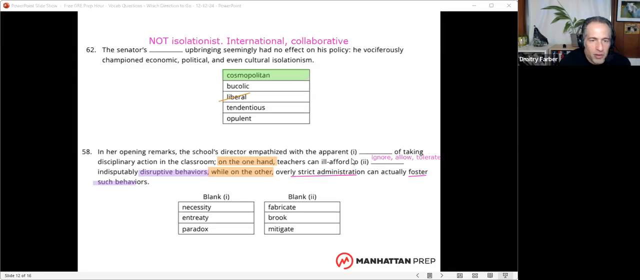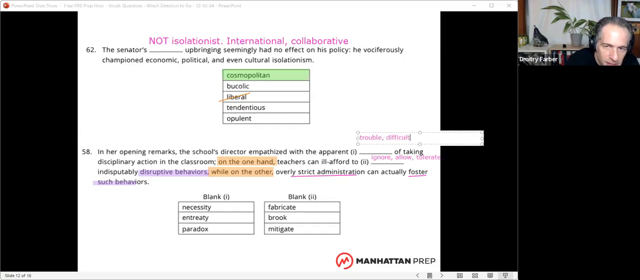Okay. So then what's going on in one? Notice that the director is empathizing, which implies there's something that's going to be hard, right? I'm not going to empathize just with how great your life is, right? They're going to empathize with the apparent blank of taking disciplinary action, right? And so I'm going to need some kind of word that implies trouble, difficulty of balance. I don't necessarily know the exact word I need, but something that's going to imply a dilemma of some kind.